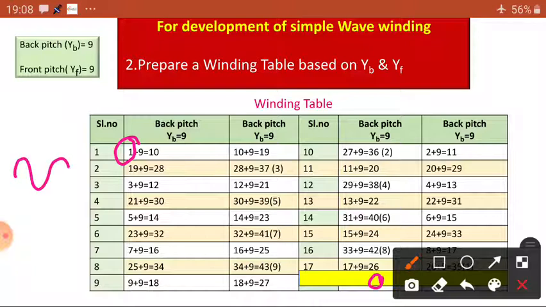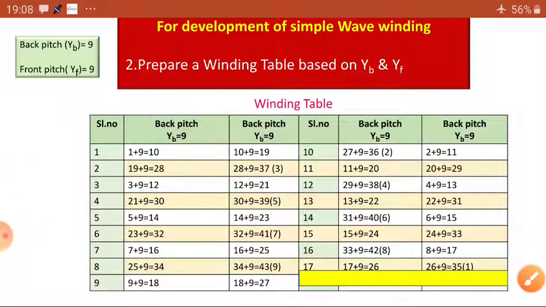So it is going on and completed to the first conductor. Okay, so this is the wave winding. So once you get this table, simply develop the table as usual, just like in the previous case. Only table preparation is the main important thing. After that you simply, based on the table numbers, connect the front connections and back connections. Okay, so let us see that also.